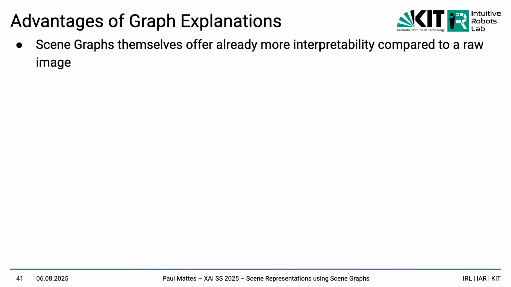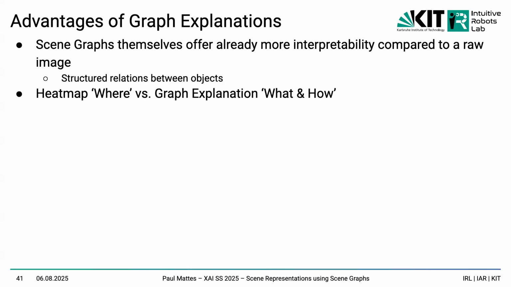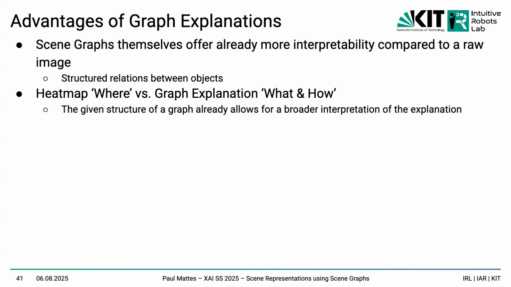So, advantages of graph explanations compared to image explanations. In general, scene graphs themselves already offer interpretability compared to raw images, because if we think about normal scene graphs, we have relations between objects, and we already have an abstraction of what objects are in the image and what objects could be relevant. If we look at the heat map, for example GradCam, in the image-based case, it's more of where the explainability is. And if we look at the graph explanations, it's more on what and how, just because of the given structure of a graph, right? We see which nodes are important and which are not.